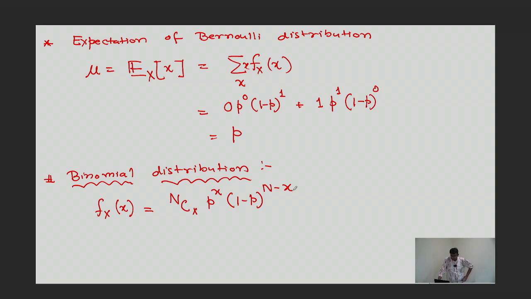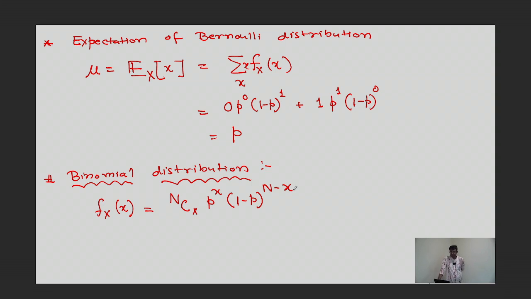What is the mean of the binomial distribution? np. I am not going to prove it, but it is np, and the variance is npq, so p into 1 minus p multiplied by n, as you said. I am not proving it, but you should. I showed you one, you should be able to do others.